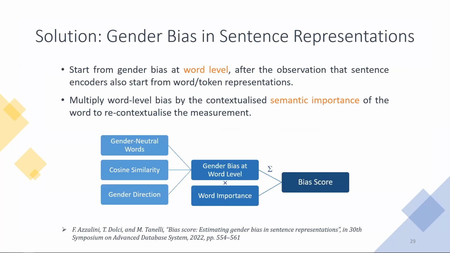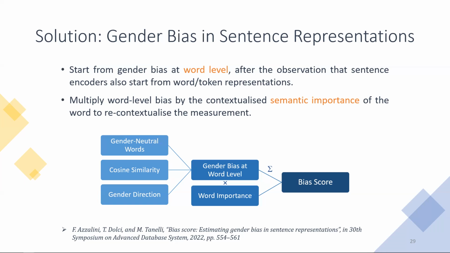So at the beginning, what we tried to do is to adopt the traditional approach for measuring gender bias in word embeddings, and to do so in a way that we can apply this approach also to sentence embeddings. So we start again from these three main things. We have gender neutral words, which are very important. Of course, we have cosine similarity as a metric, and we have the gender direction. These are our three ingredients.